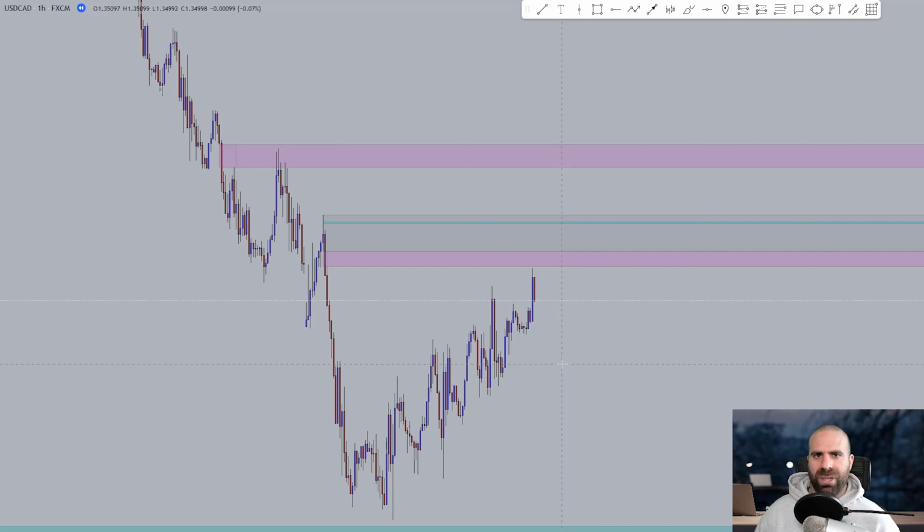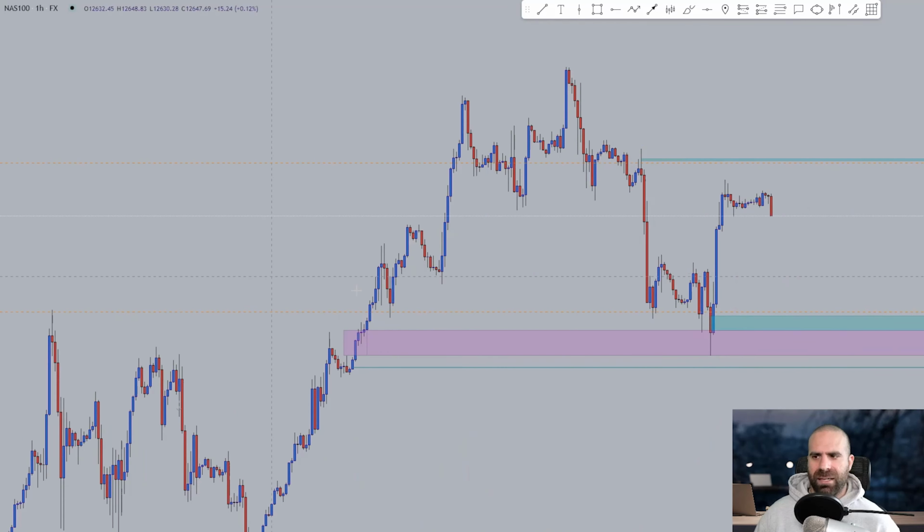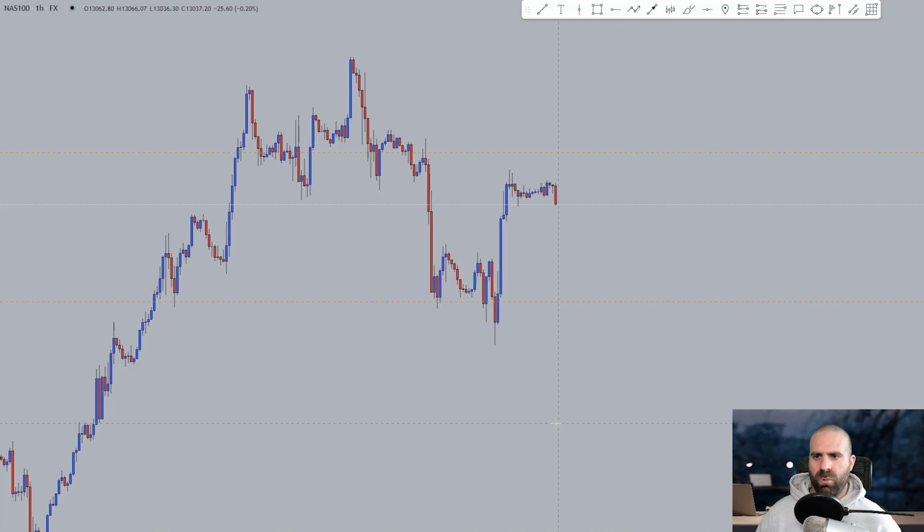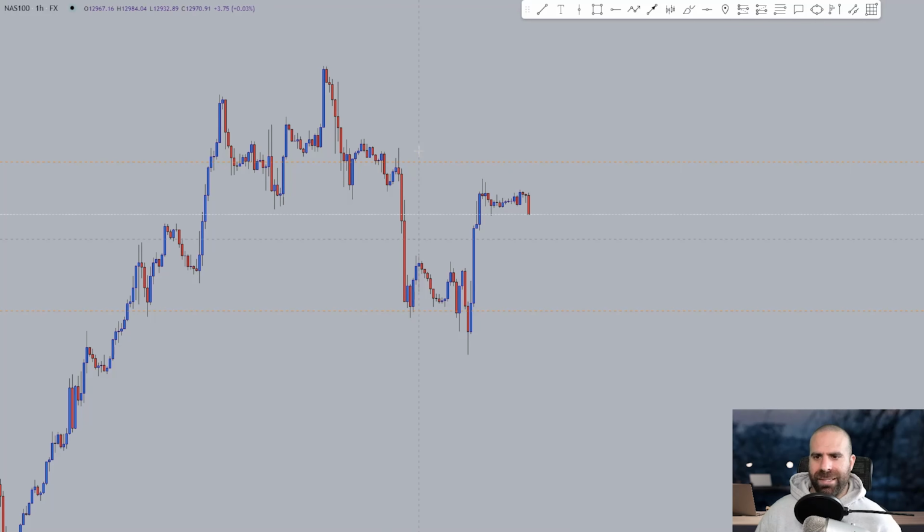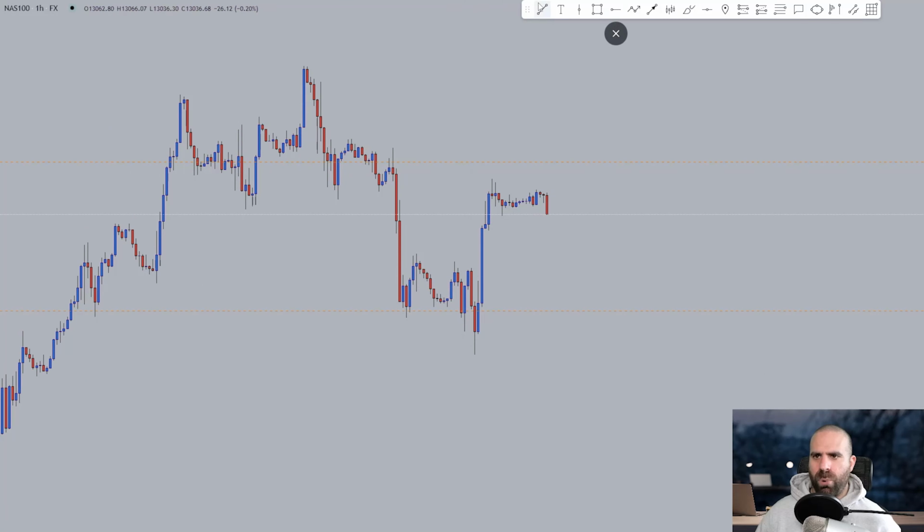I will first start with an example on Nasdaq and not on USD CAD, but I will move forward with the example on USD CAD as well, because this is a concept that you can use on any asset that you want to trade. Let's first start from Nasdaq. And I will remove my drawings right here. Yesterday we were expecting to go long at some point.